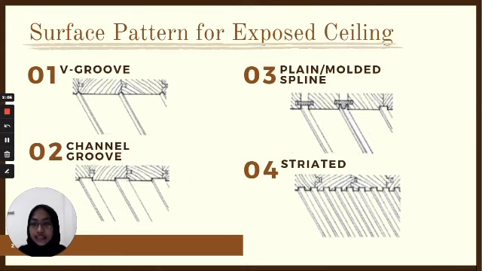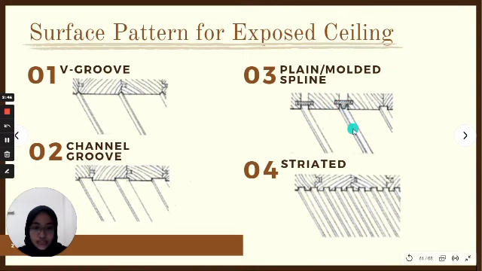The first pattern is V groove. You can see here the V shape, so that is why it is called V groove. Okay, the second one is the channel groove. You can see, it's not really C shaped, but it's like C. And the third one is plain or molded spline. The left one is a plain spline, the right one is a molded spline. The difference is the molded spline is curved. There's a curved shape in the middle.